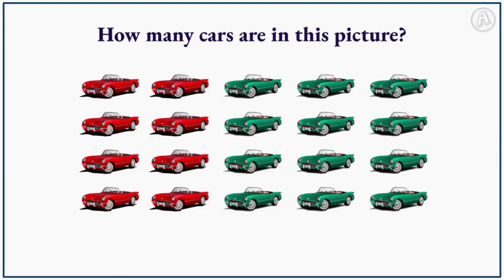In this video, we will look at what the commutative property is. Look at the following picture. How would you calculate the total number of cars?